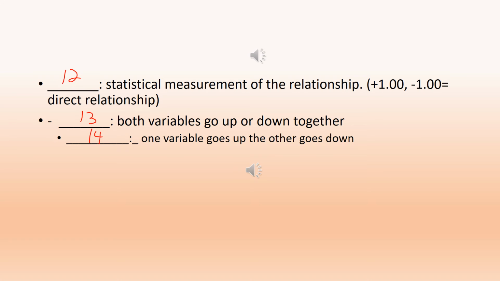And number 14, this is when the variables go in opposite direction. One goes up, the other goes down. So an increase in gaming would correlate with a decrease in grades. One went up, the other went down. What type of correlation is that? Number 12, correlational coefficient. Number 13, positive correlation. And number 14, negative correlation.